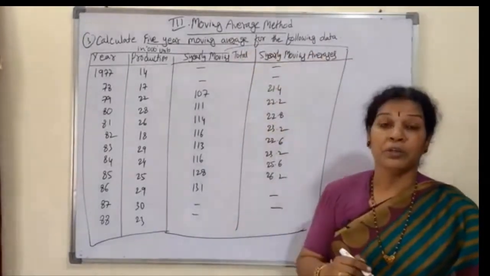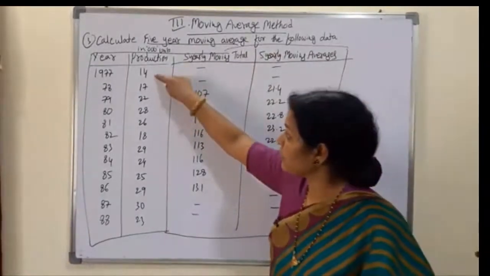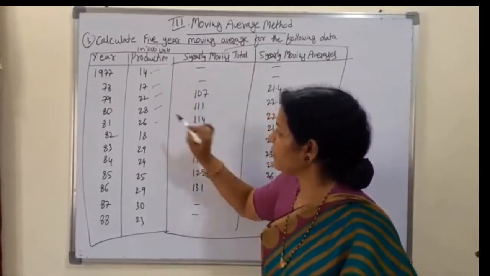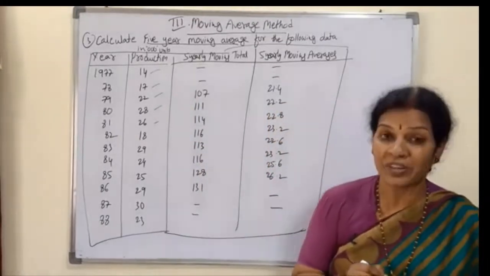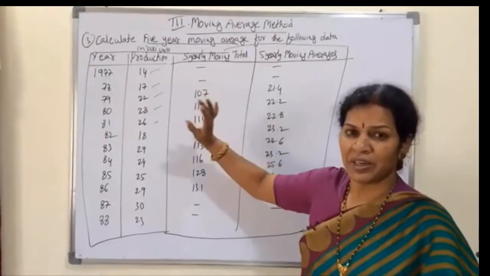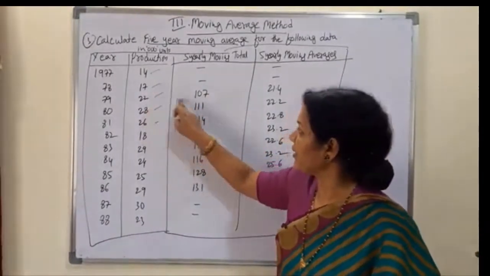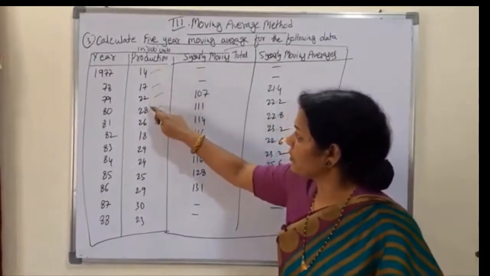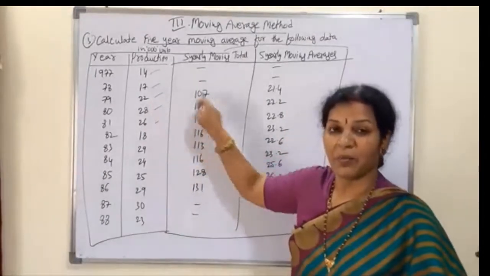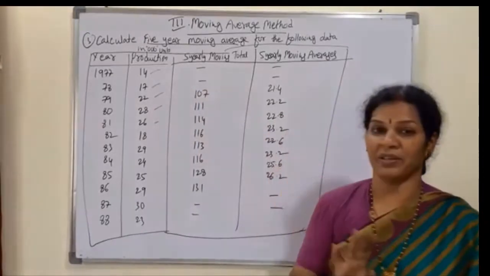So 5-year moving total, first 5 years: 14, 15, 14, 17, 22, 28, 26. If we total the first 5 years, we'll be getting 107. We are writing 107 in the middle, exactly opposite. 1, 2, 3, 4, 5. The middle one is this one.